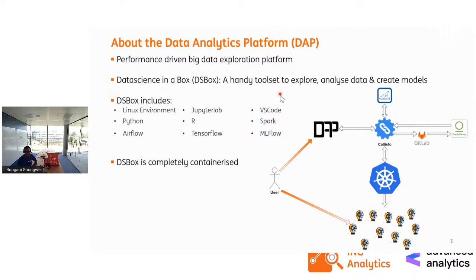What you see to your right is a high-level architecture. So we have this lightweight API, Callisto, which interacts with the DAP platform. Callisto is in charge of creating user images, and we create those user images through GitLab. Those images are stored in our JFrog Artifactory. Callisto is also in charge of deploying these images to our Kubernetes cluster.